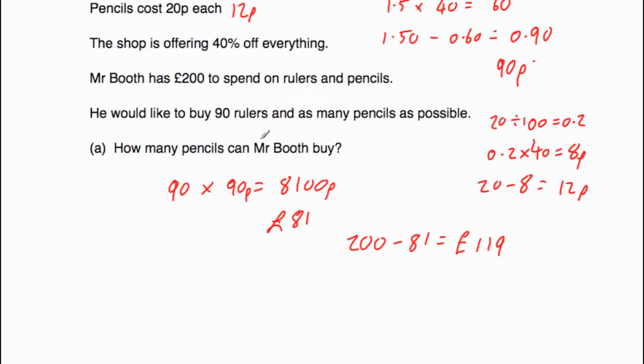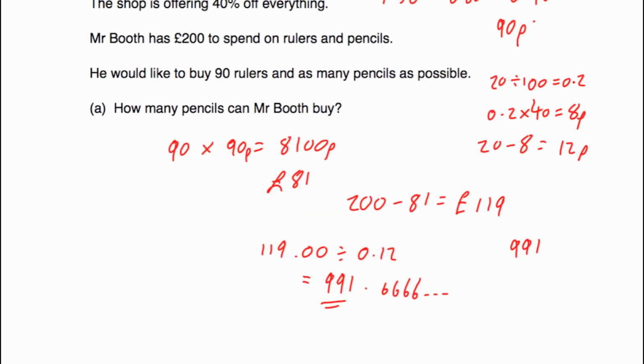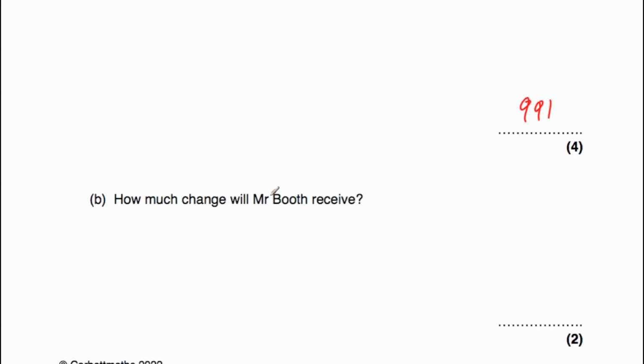Now we need to see how many pencils he can buy. Each pencil costs 12 pence, so we need to see how many 12 pences go into £119. So if we take our £119 and divide that by 12 pence, which would be 0.12, we can then see how many pencils Mr. Booth can buy. So £119 divided by 0.12 gives us an answer of 991.6666 and so on. Now obviously he can't buy 0.6666 and so on of a pencil. So question A said, how many pencils could Mr. Booth buy? 991.